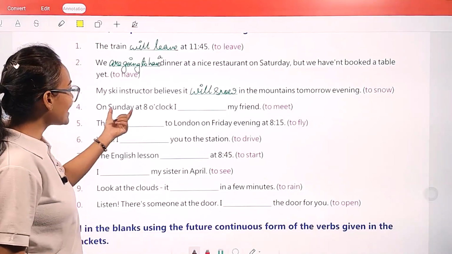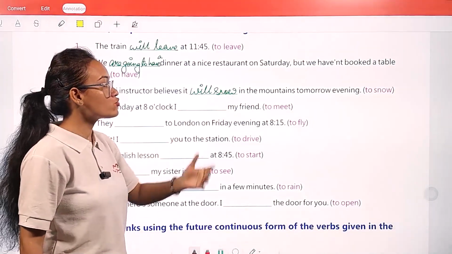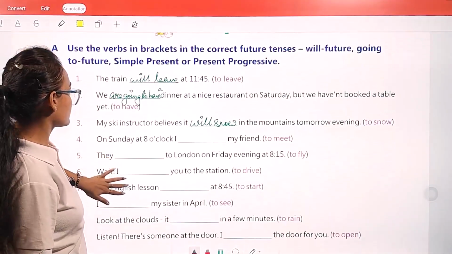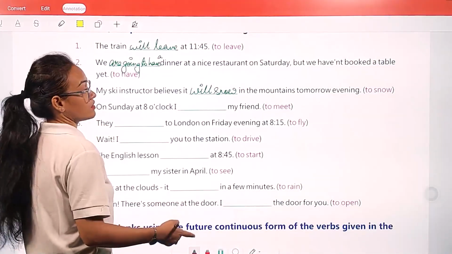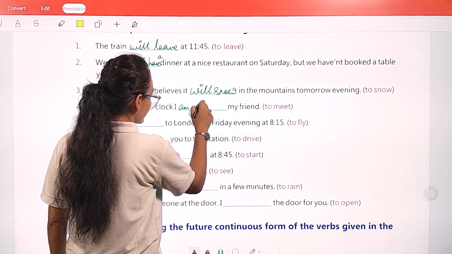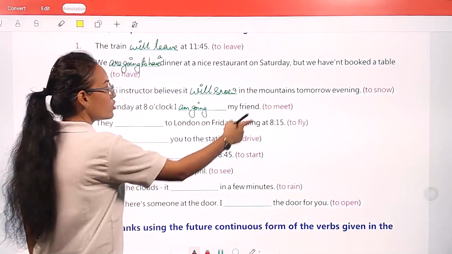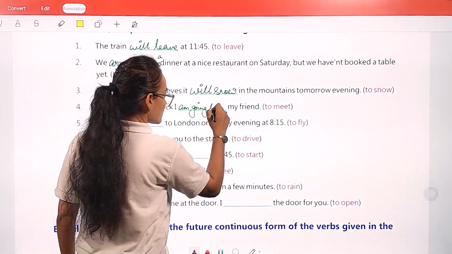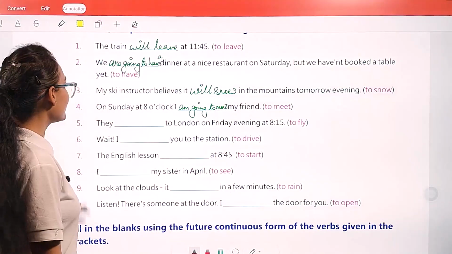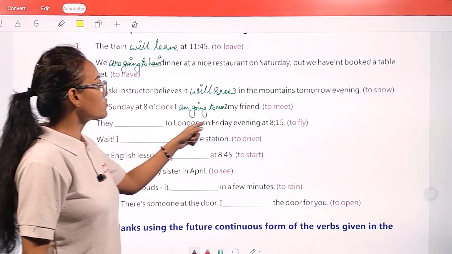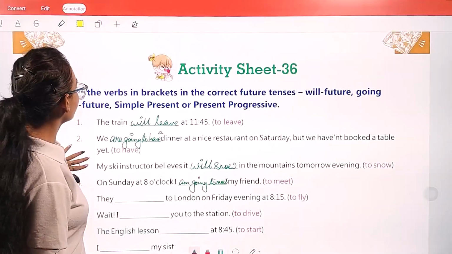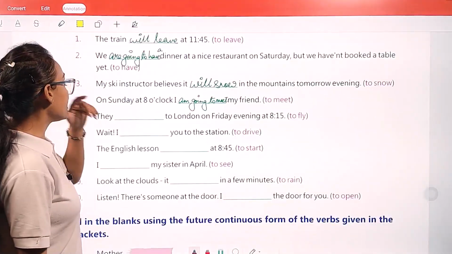Fourth one: on Sunday at 8 o'clock, I dash my friend to meet. So on Sunday at 8 o'clock, I am going to meet my friend. They dash to London on Friday evening at 8:15. They will fly to London.